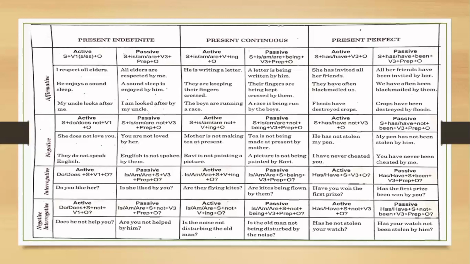If there is negative, means do, does not, it will change into is, am, are not plus the third form of verb. So, she does not love you. You are not loved by her. They do not speak English. English is not spoken by them. Now, interrogative. The main difficulty that students face is how to change an active voice sentence into passive voice if it is interrogative. It's not much difficult. It's very easy.